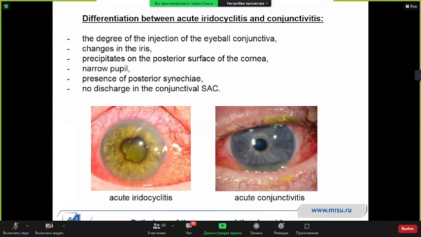In our clinic practice, we need to differentiate acute iridocyclitis and conjunctivitis. The degree of the injection of the eyeball and conjunctiva, of course, in case of acute iridocyclitis is bigger than in acute conjunctivitis. In acute iridocyclitis, we can see narrow pupil or changes in the pupil, such as adhesion to the capsule of the lens. We don't see these changes in simple conjunctivitis. Presence of posterior synechiae here and presence of changes in the endothelium of the cornea. It means that there are precipitates in iridocyclitis and we don't have precipitates in conjunctivitis. In acute iridocyclitis, we will not have any discharge in the conjunctival sac, but in conjunctivitis, we can see different variants of discharge in conjunctival sac.